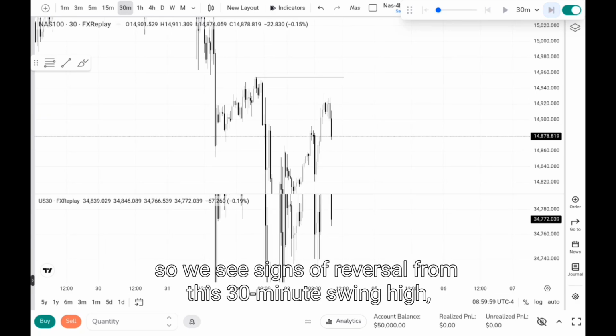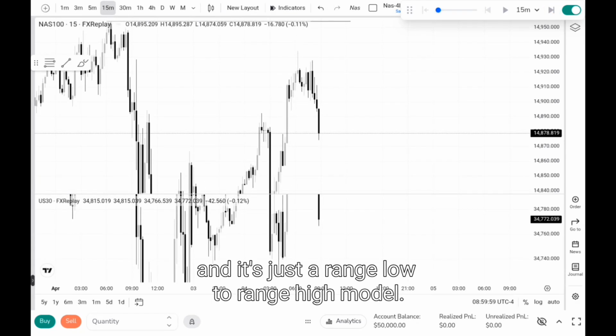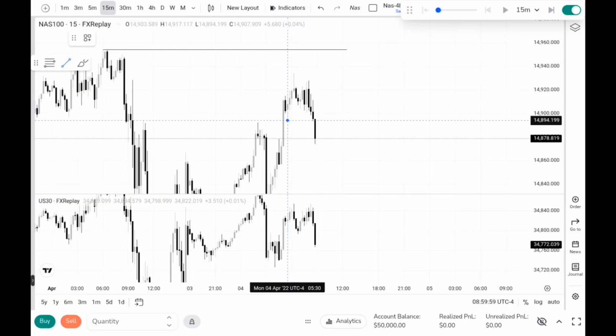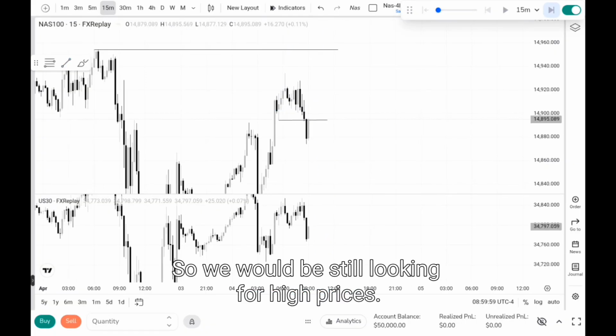Alright, so we see signs of reversal from this 30-minute swing high, right? Now we look at the lower time frame and it's just a range low to range high model, right? We manipulate the range low first without manipulating the range high on any asset, right? So this is a continuation signature, not a reversal signature. So we would be still looking for higher prices.